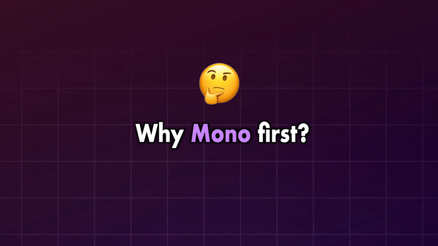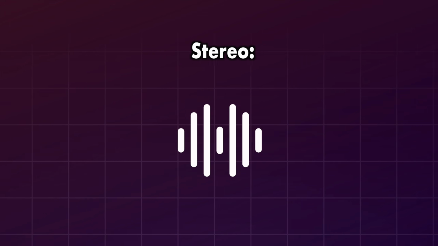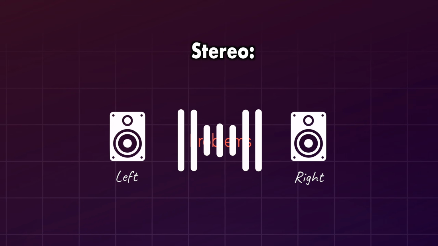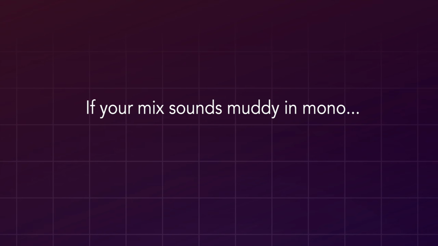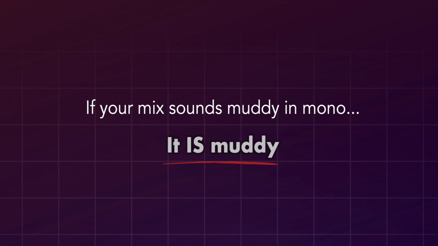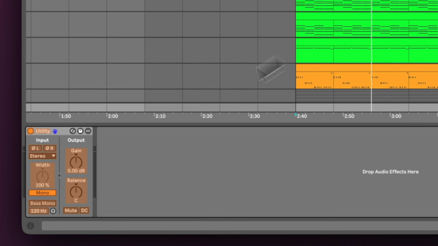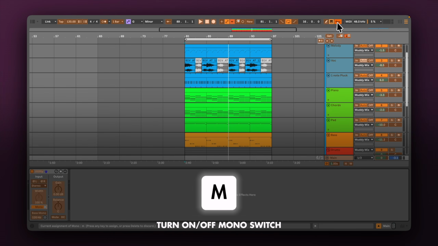So why mono first? Because stereo effects like reverb and chorus spread your sounds across the left and the right channels, and that spread hides problems. The moment you collapse everything to mono, those problems have nowhere to hide. If your mix sounds muddy in mono, it is muddy. Simple as that. So pro tip for you, you can assign a keyboard shortcut to that mono button so you can switch back and forth instantly while you listen.